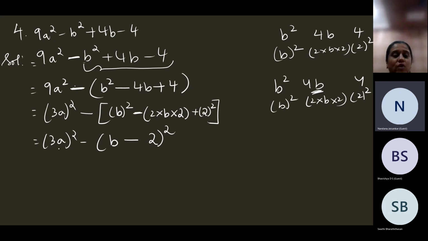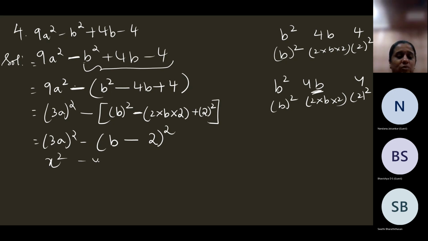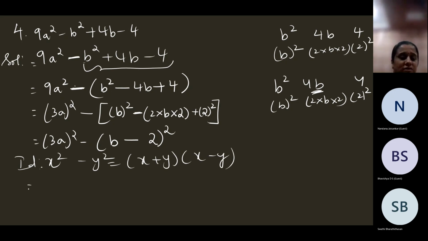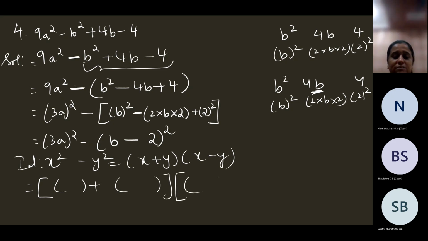Now this is further of the form x square minus y square. It's already in that form. So if you want, you can write the identity here. The identity x square minus y square will be factorized as x plus y into x minus y. So the answer is x plus y into x minus y.